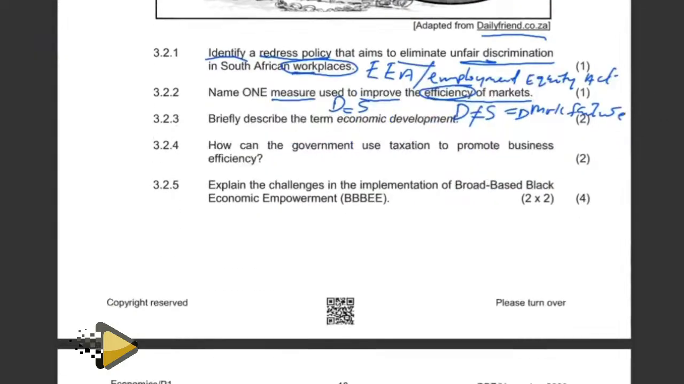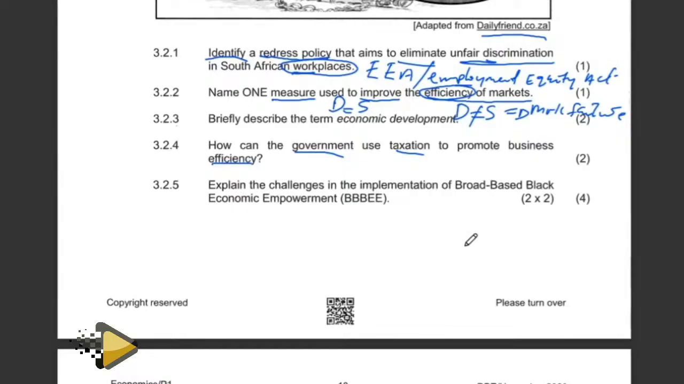Okay, right. So now let's move on to the next question, grade 12. The next question that we have, 3.2.4, is as follows. How can the government use taxation to promote business efficiency? So guys, remember, when we talk of the word efficiency, the word government, and the word taxation, I'm going to explain what they do mean.